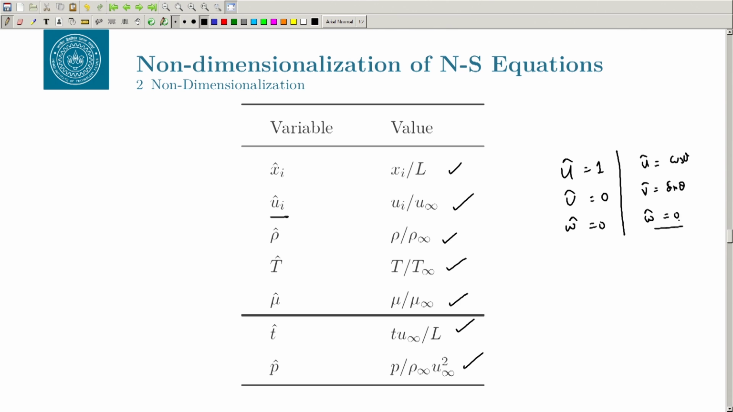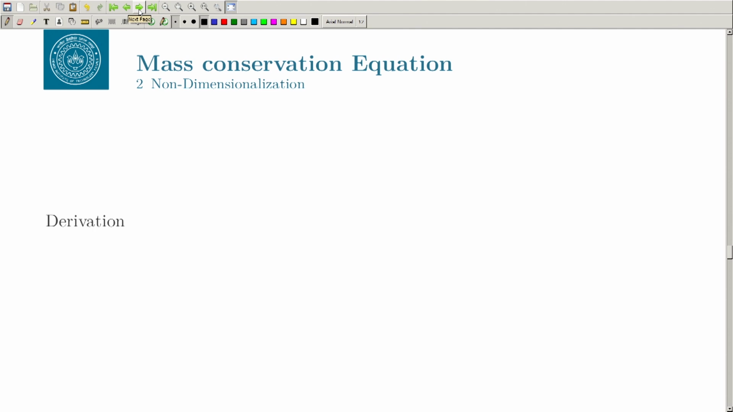Now that you have done that, let us look at the conservation equations one by one. We will start with the mass conservation equation, basically del rho by del t plus del by del x i of rho u i. I have everything in the slides which will be given to you, but I prefer to derive it so that you can go through all the steps easily.